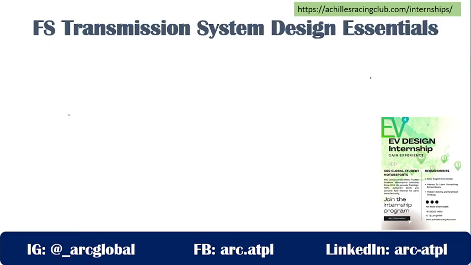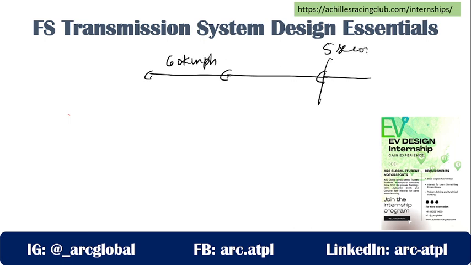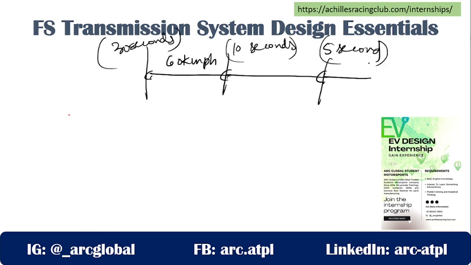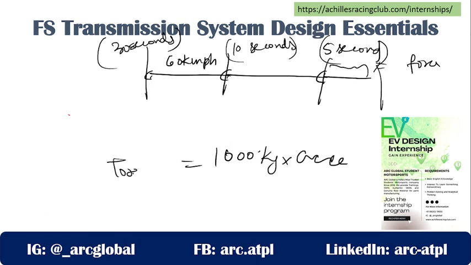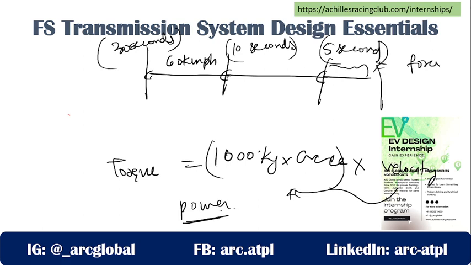Now, as I am moving it forward, my dear friends, to achieve this velocity of 60 kmph, someone took just 5 seconds, someone took 10 seconds, and someone took 30 seconds. This particular thing is force, your acceleration. So 1000 kg multiplied by acceleration will be the force. This force further multiplied by the velocity is the power. I hope it is clear to you. Okay, this now you need to find.